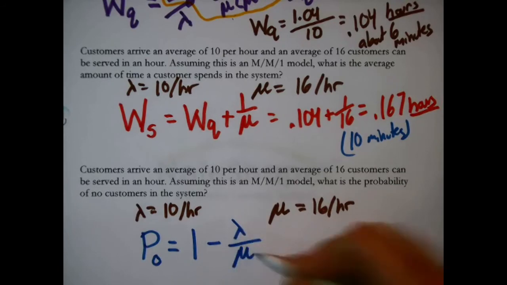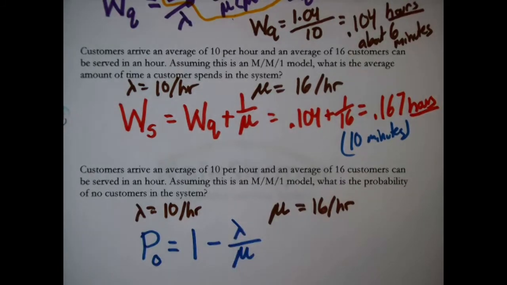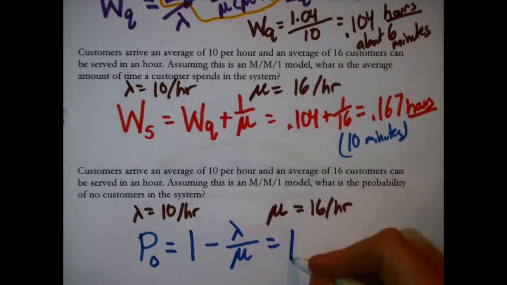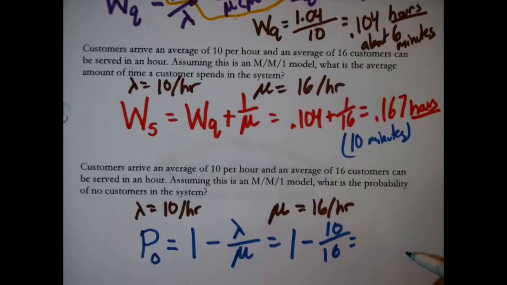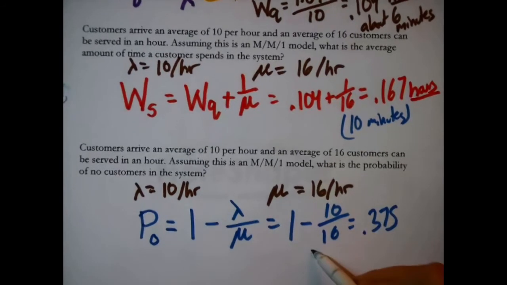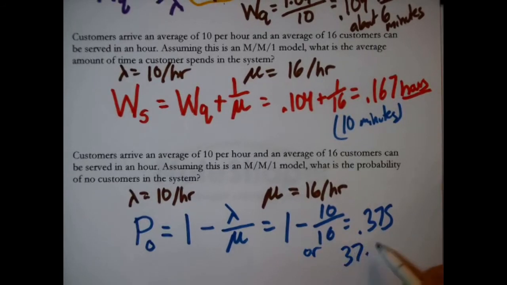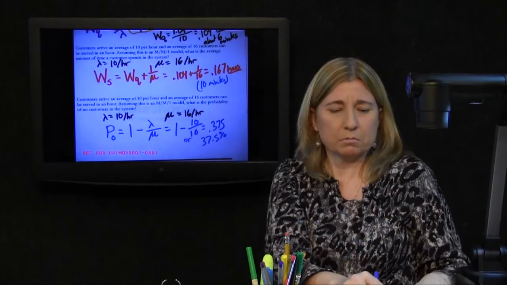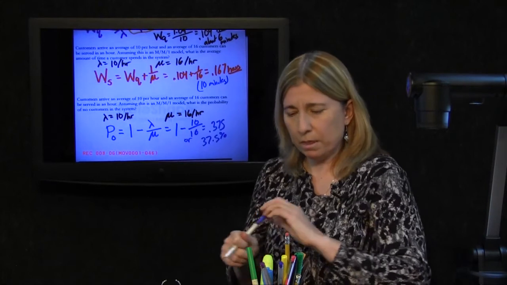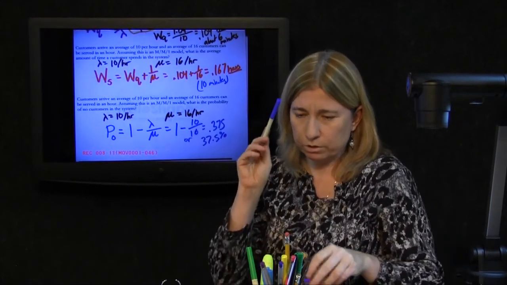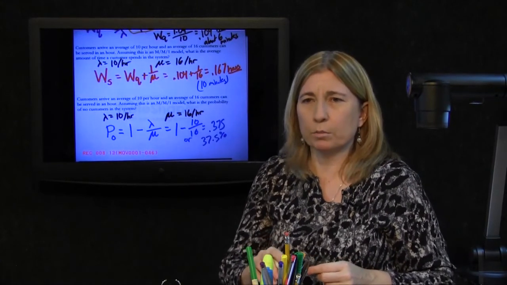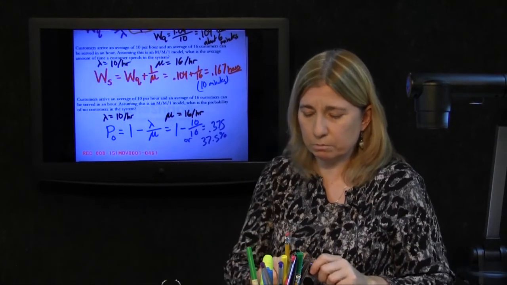It's just 1 minus lambda over mu. Oh, all right, just fill it in. 1 minus 10 over 16. I get 0.375 or 37.5%. Okay, so what does this mean? It means there's a 37.5% chance that at any given moment there's nobody in the system.